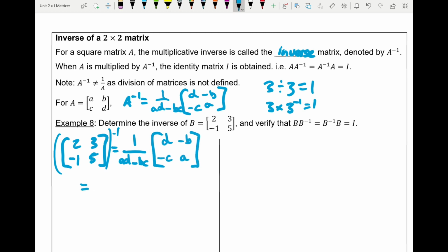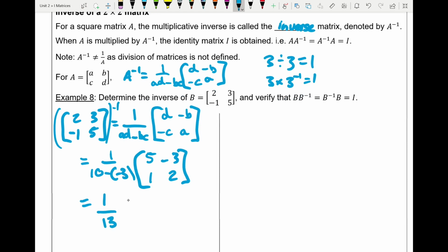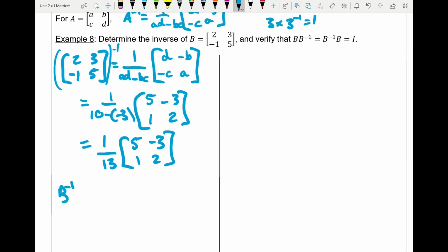And so that is going to give us 1 over 13, take negative 3 being multiplied by 5, negative 3, 1, 2. So we've swapped that main diagonal, and so all we get is 1/13 of 5, negative 3, 1, and 2. So if I were to test this, B inverse B is equal to 1/13 of 5, negative 3, 1, 2, multiplied by 2, 3, negative 1, 5.